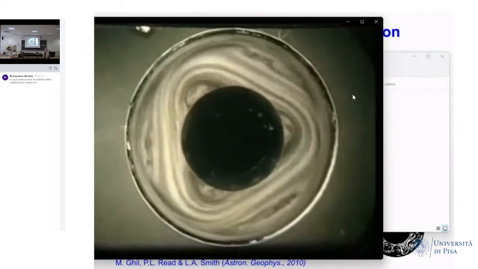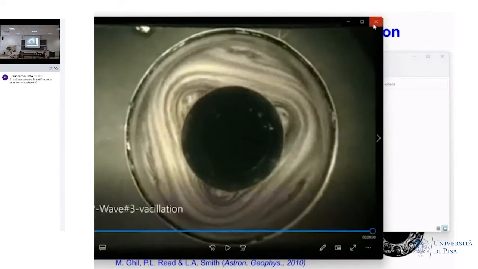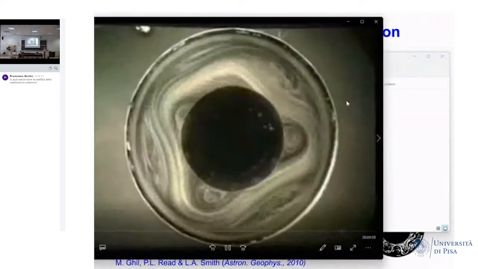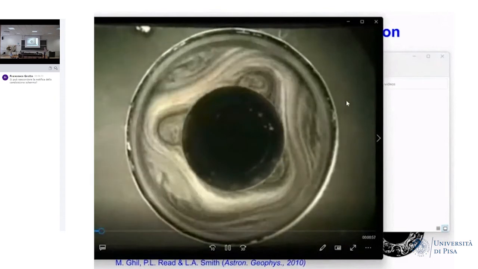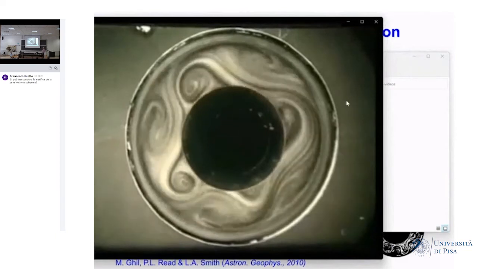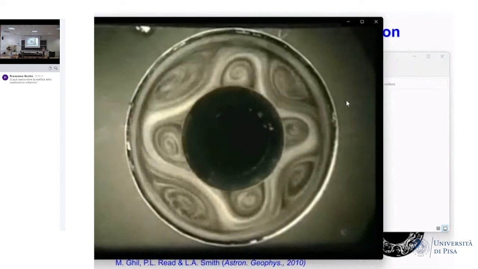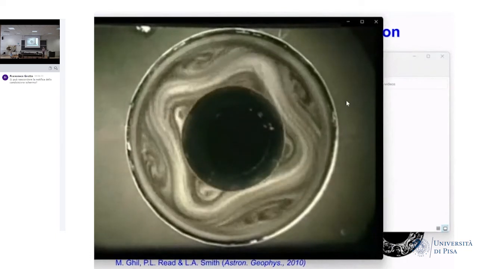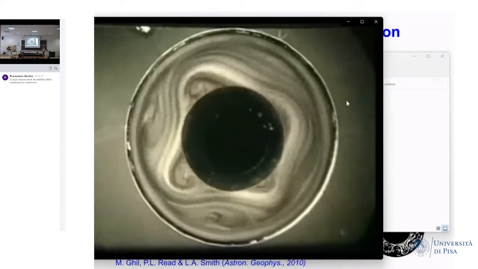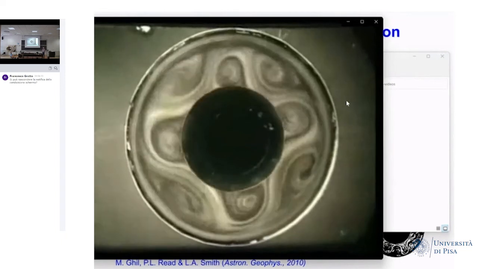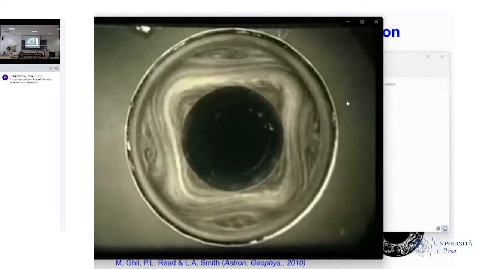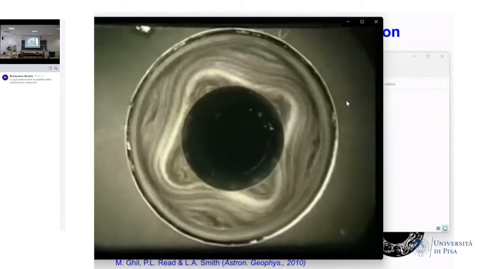Okay. Next one, please. So this is now wave number 4. So as you increase the forcing, essentially what is happening is that you have successive breakdowns of symmetry in both space and time. You go from something which is purely axisymmetric to something where you have a certain wave, and in time you go from steady state to periodic to quasi-periodic, and then eventually to irregular. Okay?